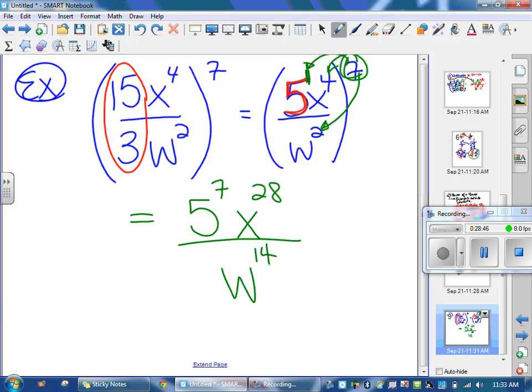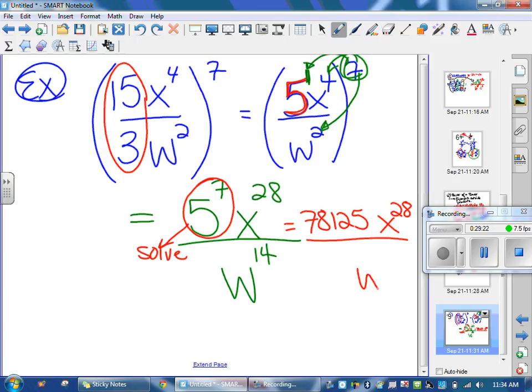Now, if it says leave in exponential form, that's exponential form. If it says simplify or evaluate, you solve the digit part. How big is 5 exponent 7? It's 5 times 5 times 5, 7 times. It's huge. What is it? 78,125. And then x exponent 28 on top of w exponent 14.